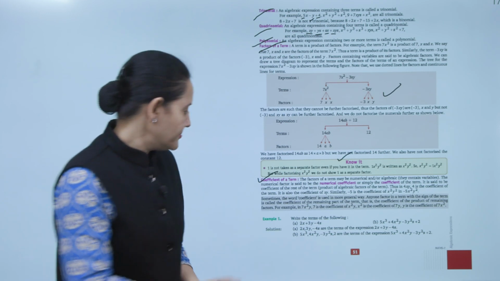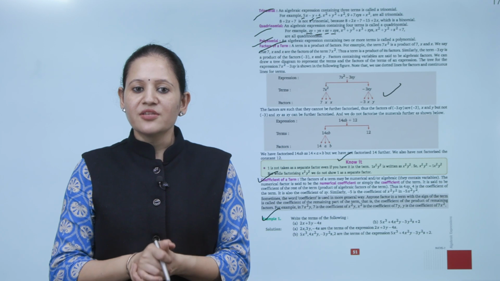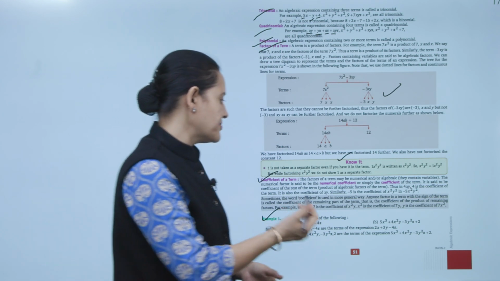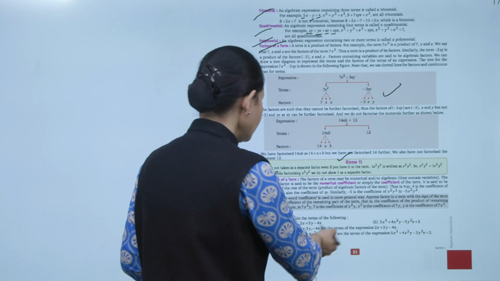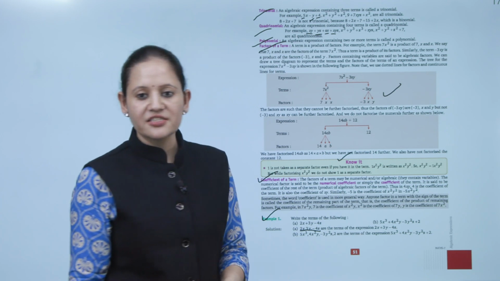Now we'll take an example. Write the terms in the following: 2x plus 3y minus 4z. तो terms क्या हो जाएंगी? Terms are 2x, 3y and minus 4z. These are the terms.